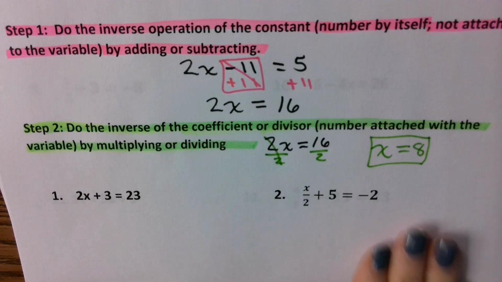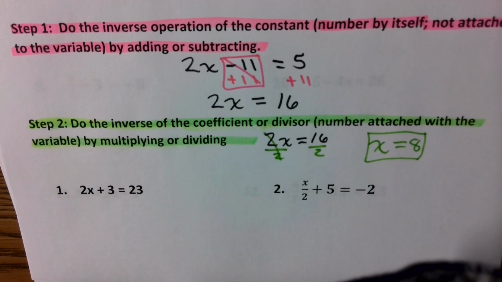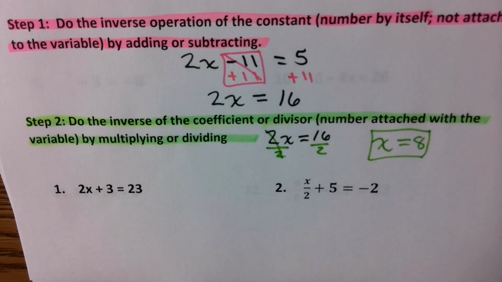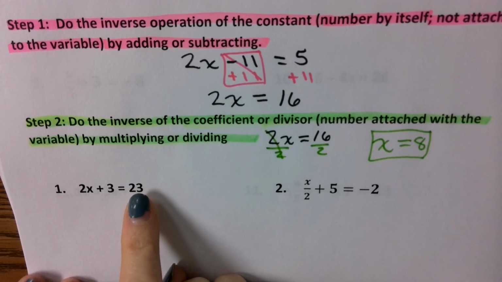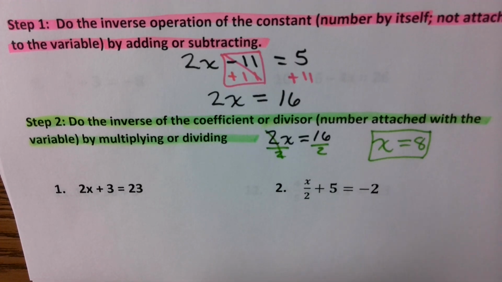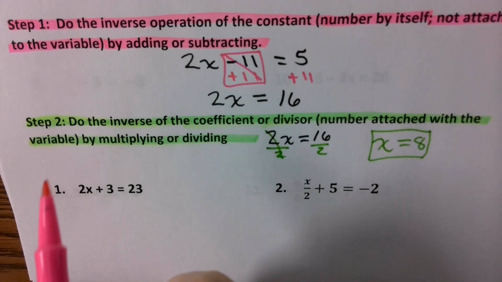I'm going to do a couple of them with you, and then you guys are going to have the remainder of class time to finish the rest of the notes on your own. So 2x plus 3 is equal to 23. Again, the first thing that we're going to do is undo any addition or subtraction that we have in the problem to our constant. What's our constant in this problem?